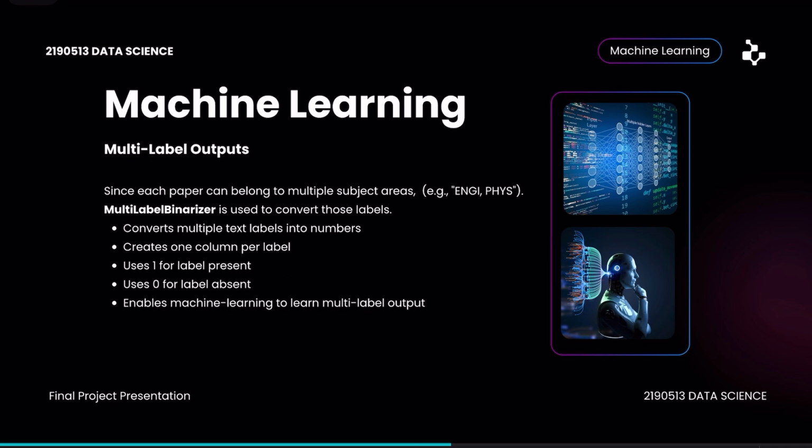And next is multi-label. Since each paper can belong to more than one subject area, we use a multi-label binarizer to convert these text labels into a binary multi-label format. In practice, this means it creates one column for each possible subject area and marks a value of 1 when the label is present and 0 when it is not. This transformation allows the machine learning model to properly learn and predict multiple subject areas for a single paper.